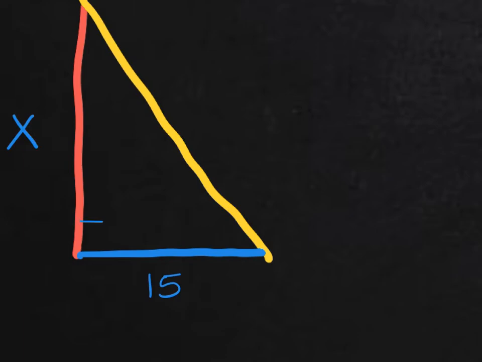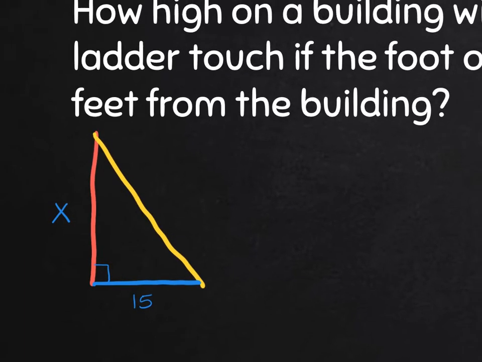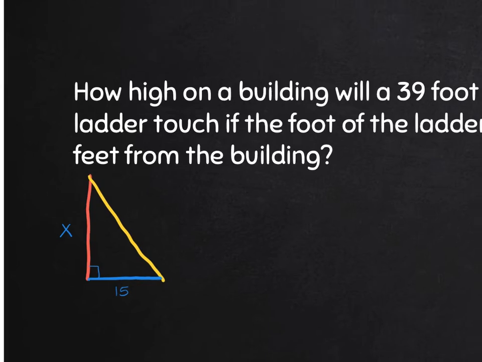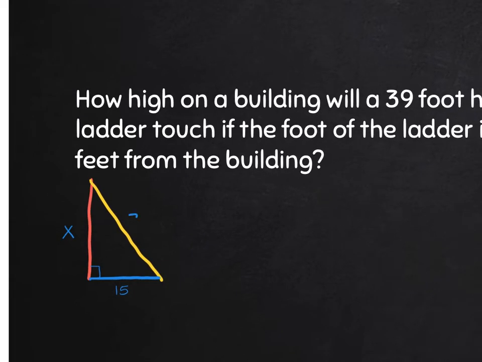We can assume that our buildings are well built, that they are made at a 90-degree angle. We're not doing anything crazy with the Leaning Tower of Pisa. And our ladder is 39 feet. Looking at this, I have a right triangle and I'm looking for a leg. So I'm going to put it into my Pythagorean formula.